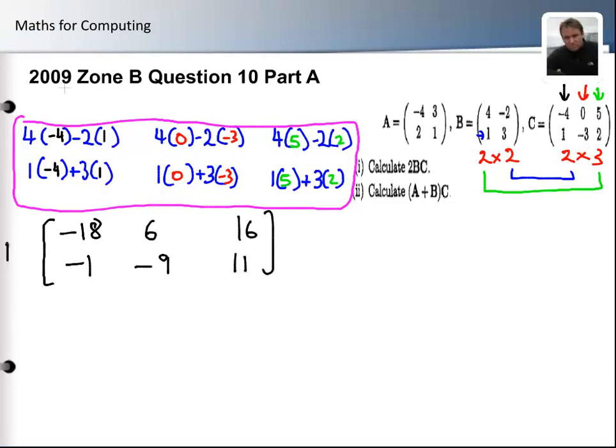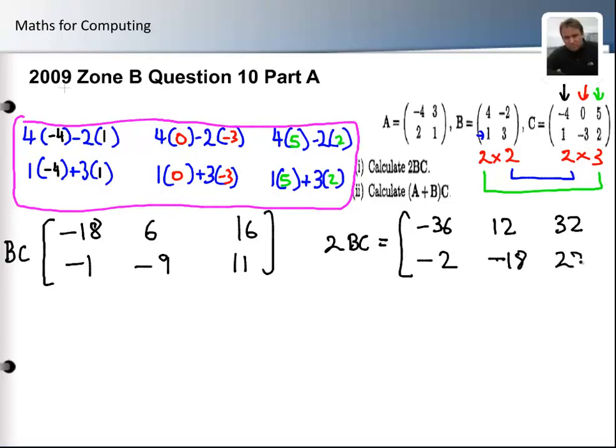Okay, so that's BC. 2 times BC is just double that: minus 36, 12, 32, minus 2, minus 18, and 22. So that's 2 times B times C. The next part here is to calculate A plus B times C. Well, we'll just do A plus B up here. We'll just add the respective elements together.